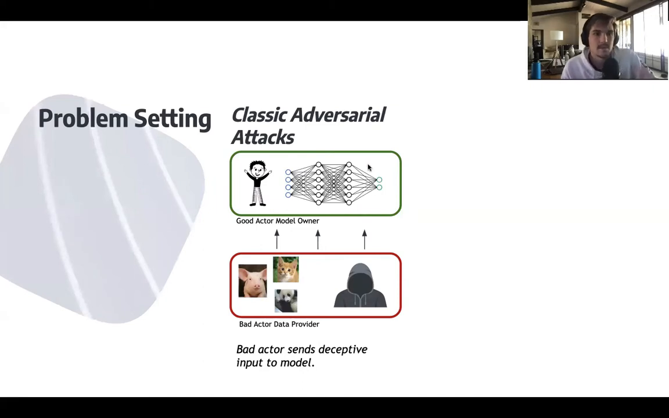The exact problem setting we consider is similar to classic adversarial attacks, but slightly different. In this classic adversarial attack paradigm, you have a good actor who owns a model, but a bad actor will send deceptive inputs to get a desired outcome from the model.